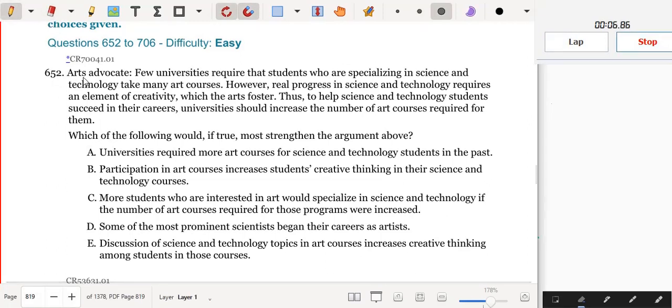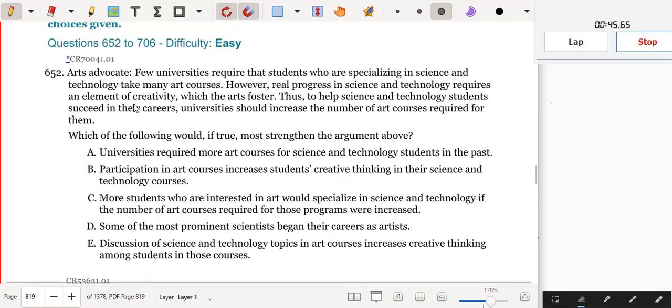Arts advocate: Few universities require that students who are specializing in science and technology take many art courses. However, real progress in science and technology requires an element of creativity, which the arts foster. Thus, to help science and technology students in their careers, the university should increase the number of art courses required for them. So, what does it say? The arts advocate says that few universities require that students who are specializing in science and technology take many art courses.